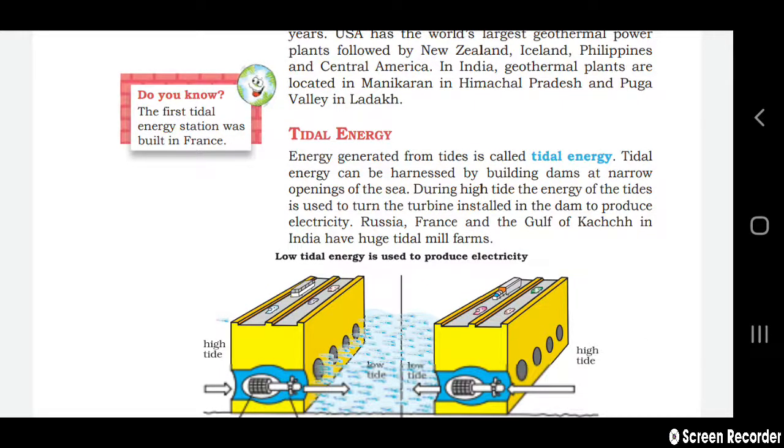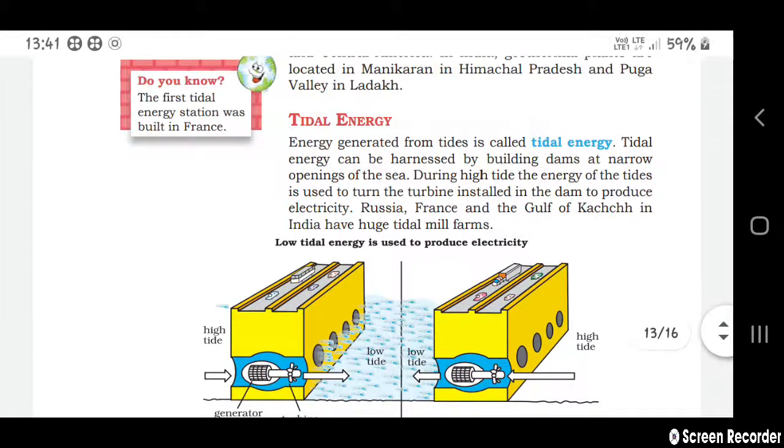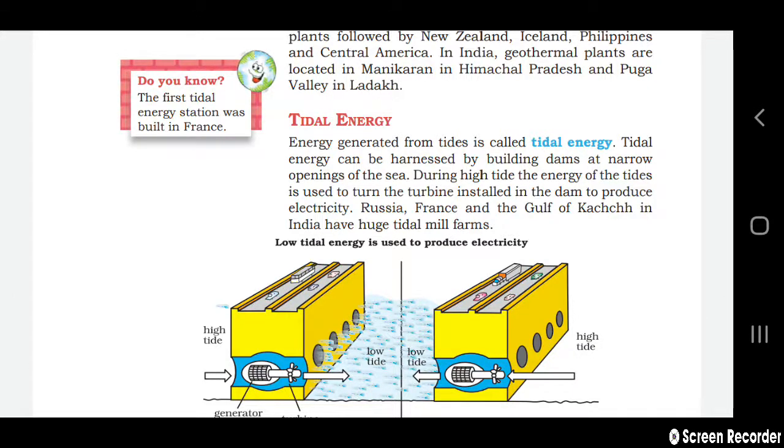Next is tidal energy. Energy that is generated from tides is called tidal energy. Tide means waves when they get high. Tidal energy can be harnessed by building dams in the narrow opening of the sea. During high tides, the energy of the tides is used to turn the turbine installed in the dams so as to produce electricity. Russia, France, and the Gulf of Kutch in India have huge tidal mill farms.